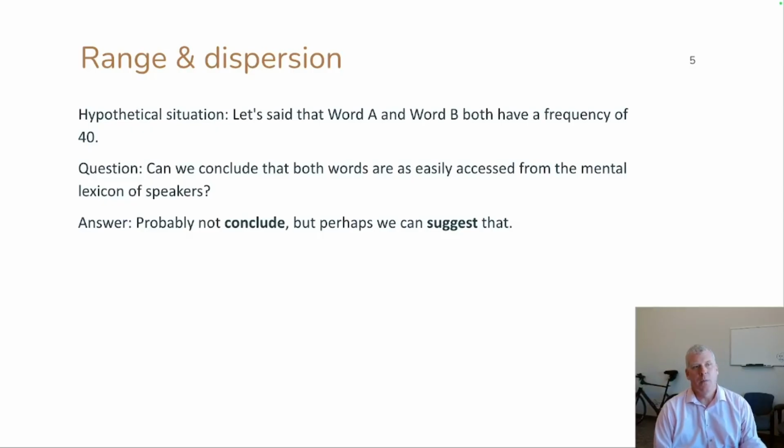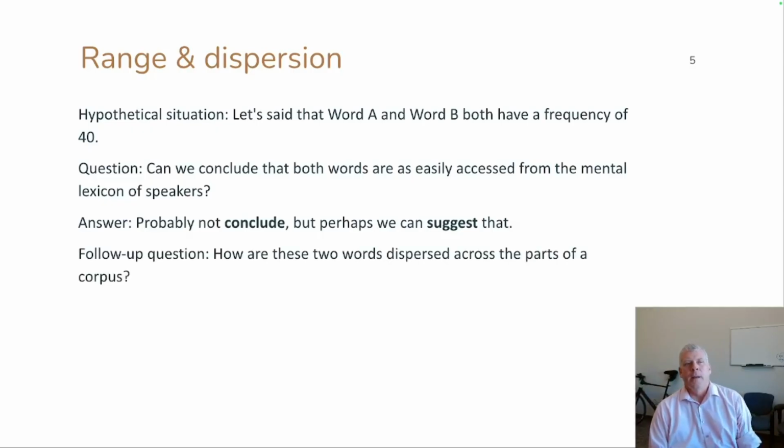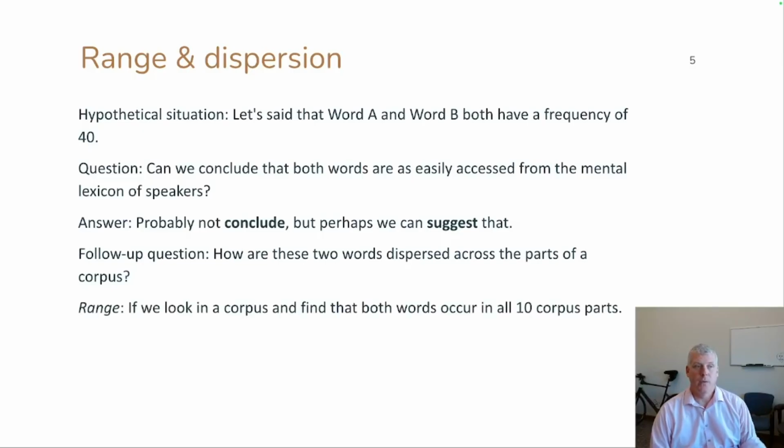So frequency is an important measure, but the follow-up question I have is, how are these two words dispersed across the parts of a corpus? Parts probably meaning individual texts of the corpus. As we know, a corpus is made up of a bunch of texts. And the question I have is, well, let's look at the range.